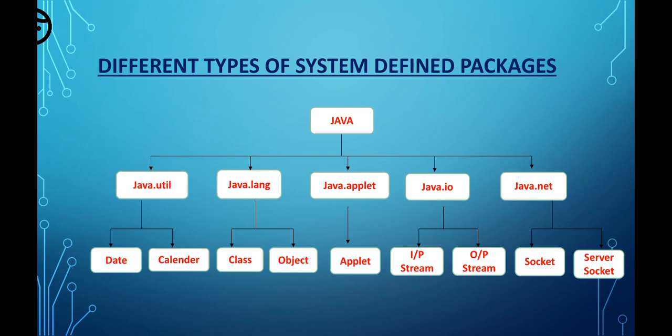So what are the different types of system defined packages we have? There are java.util packages, java.lang packages, java.applet packages, java.io packages, java.net packages. They have different kinds of functionalities, I'll let you know.